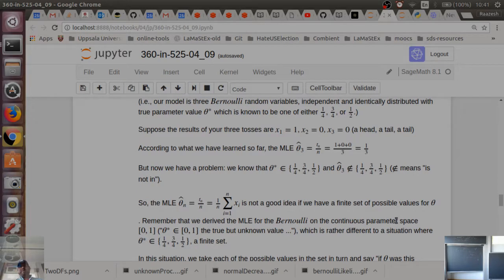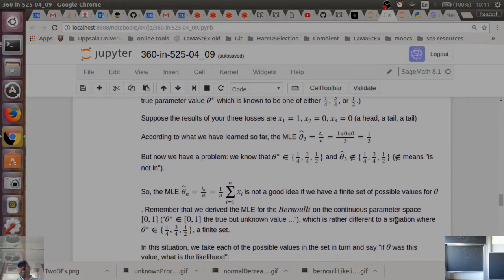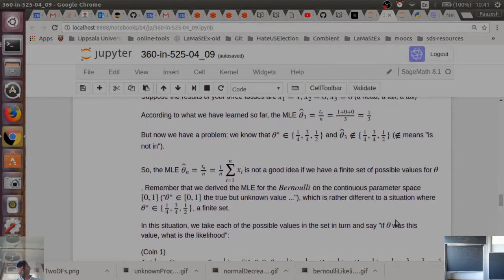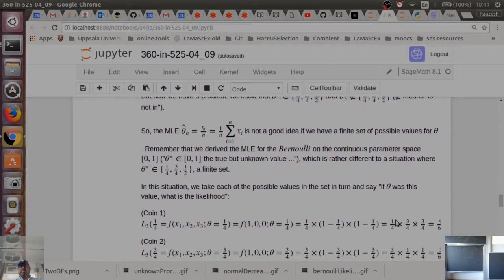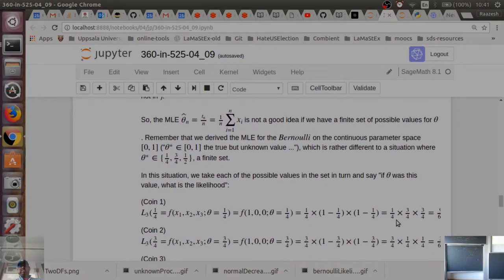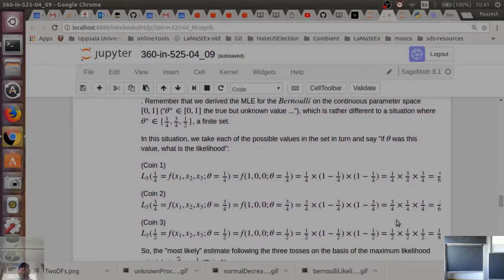If we have a finite set of possible values for theta, then going after the MLE may not be the best idea, because our derivation assumed that theta lives in the space of all possible thetas between 0 and 1. So every possible coin was allowed. So in this situation, what we do instead is not just apply this maximum likelihood estimator cooked up for all biases, but do this explicitly for each coin.